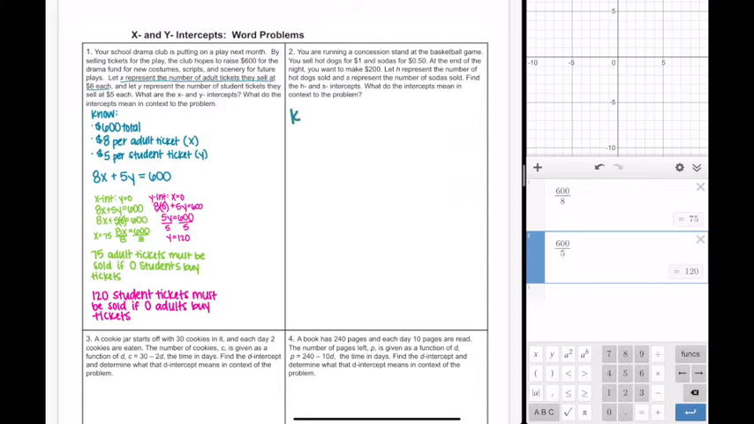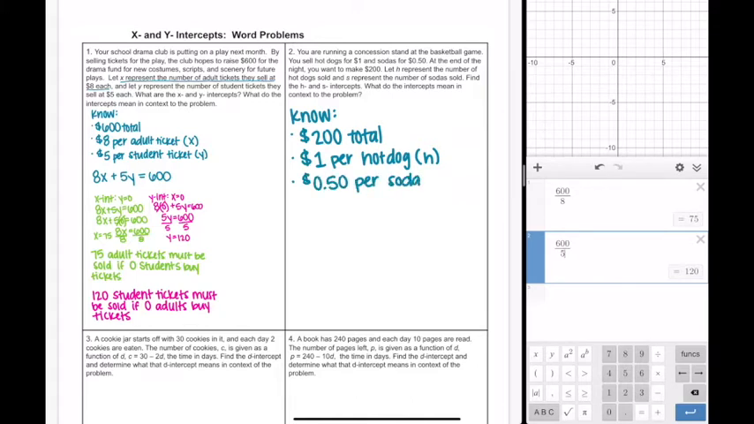So again, we need to find out what we know. We know that you want to make a total of $200. And you're going to get that $200 by selling hot dogs for $1. And hot dogs, or the number of hot dogs, is H. And you're going to sell sodas for 50 cents. And each soda is represented by S.